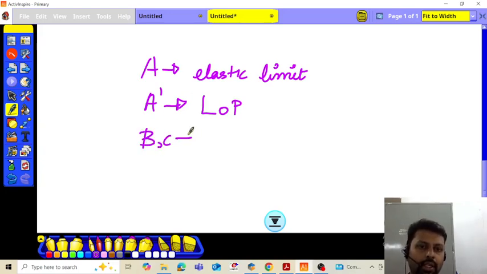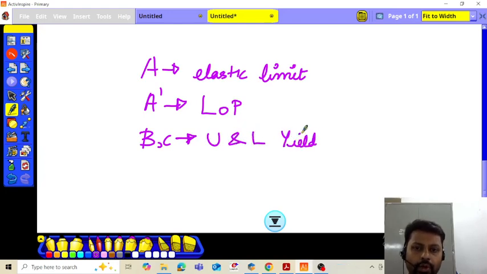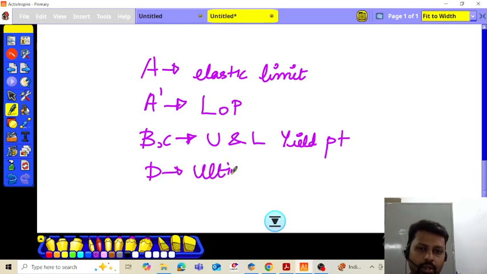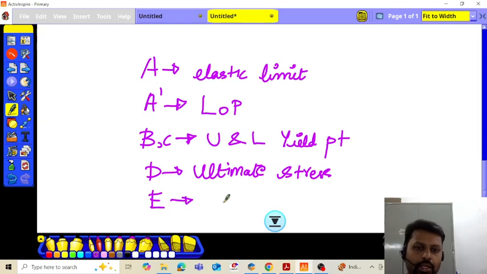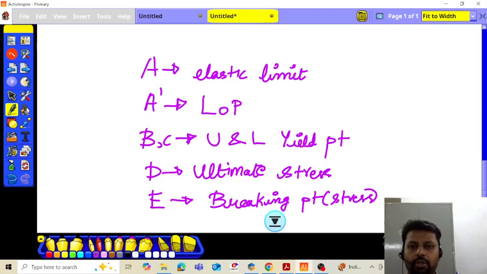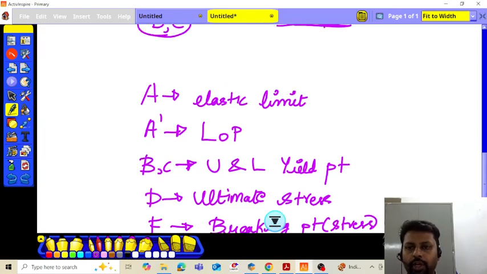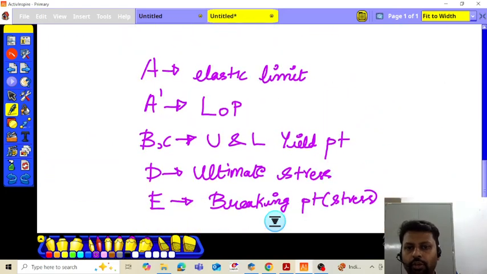B and C are the upper and lower yield points. So yield points are the points where the material starts to elongate. D is the ultimate stress or ultimate load, and finally E is the breaking point or breaking stress. Right, so these are the points which are very important when it comes to a stress strain curve.